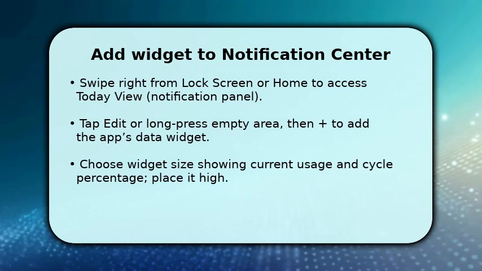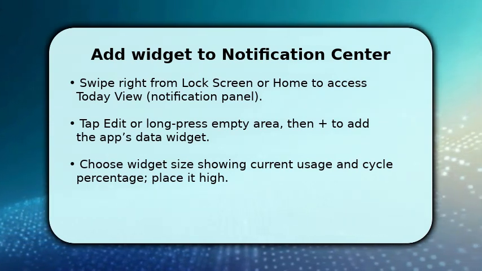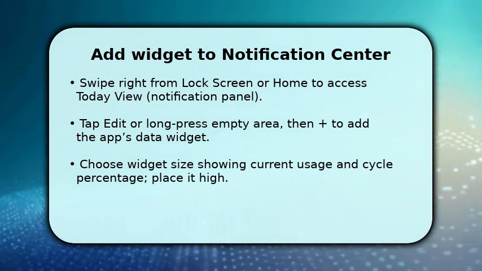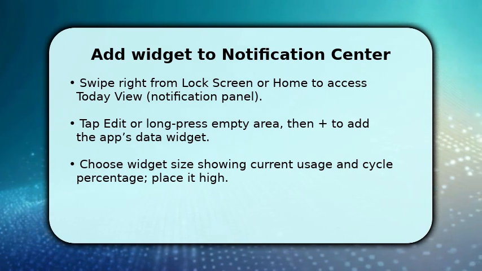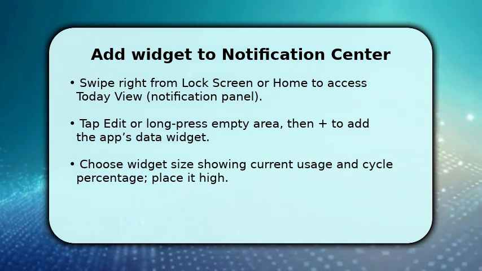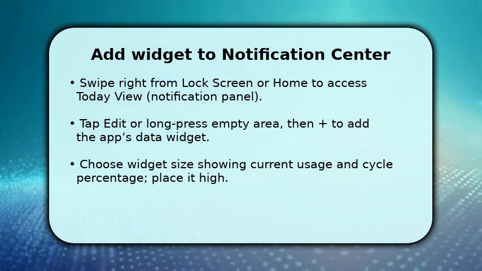You now place the widget where you'll see it instantly. Swipe right on the lock screen or home to open Today view, then tap Edit or long press and select the plus icon. Once done, search for your monitoring app. Pick the widget size that shows current usage and % of cycle used, and drag it near the top of the list so it appears in the notification panel.